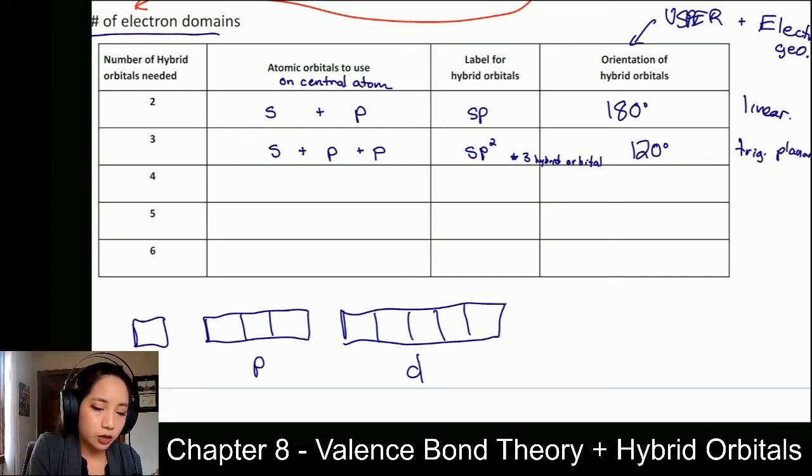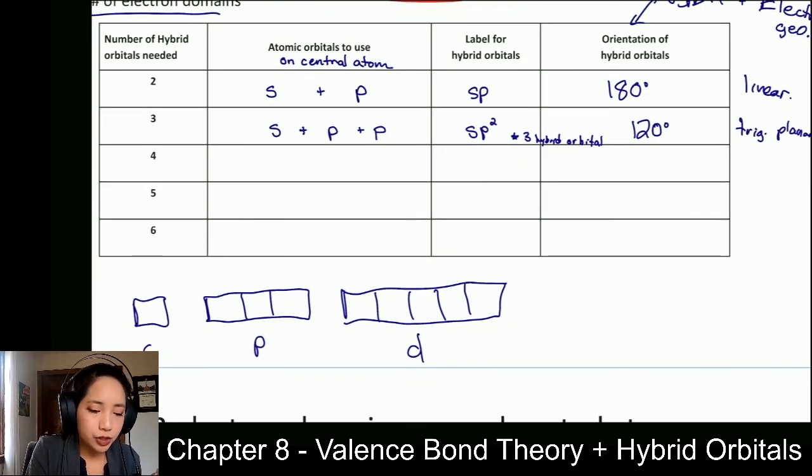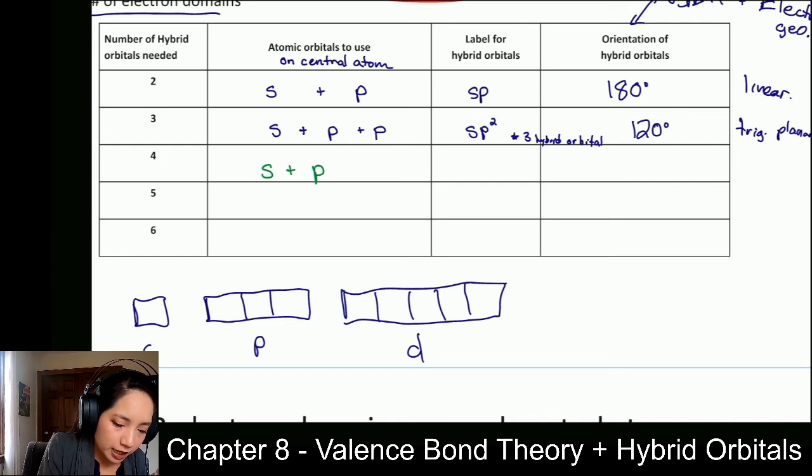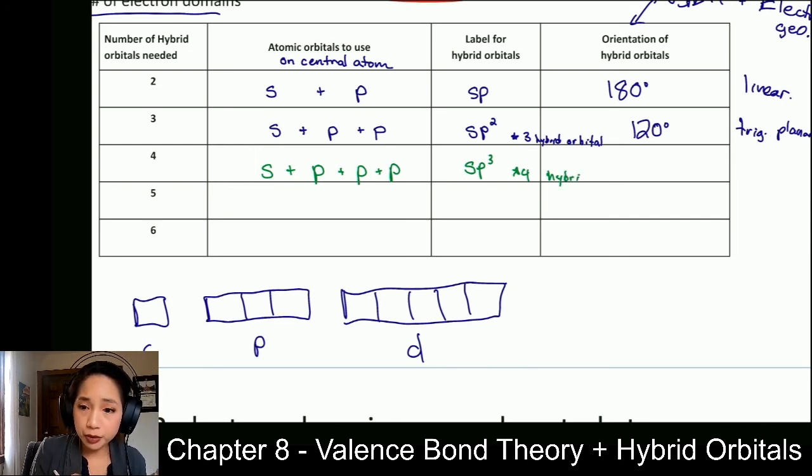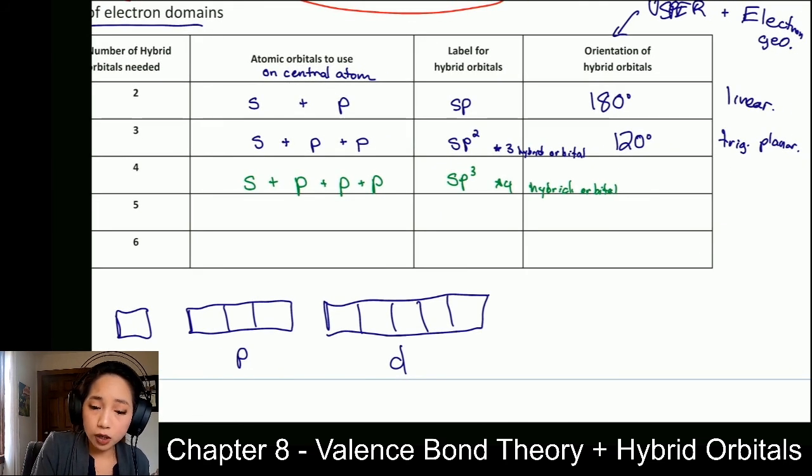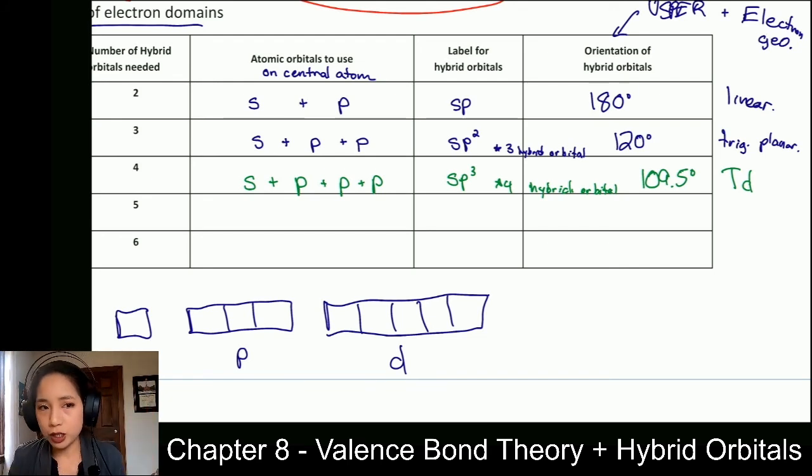So different color. 4 hybrid orbitals, so we need 4 atomic orbitals. So an s, a p, and another p. So the label for the hybridization is sp3. Again, there are 4 hybrid orbitals that are sp3. And so we know that an electron domain of 4 is tetrahedral. So those hybrid orbitals will be 109.5 degrees in three-dimensional space.